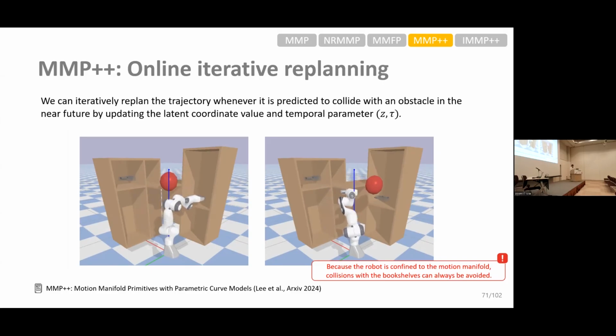Notice that because the robot is confined to the trained motion manifold, collisions with the bookshelf can always be avoided. However, as shown on the right, there might be situations where a solution cannot be found. This could be because the learned motion manifold, which is trained using only 10 demonstration trajectories, is too conservative or too small. So as a result, it leads to a continuous turning back motion.